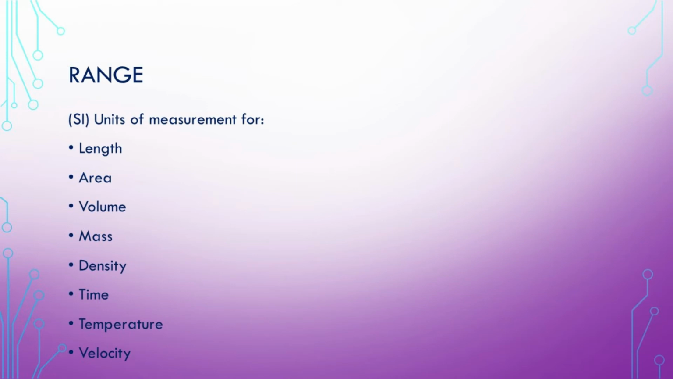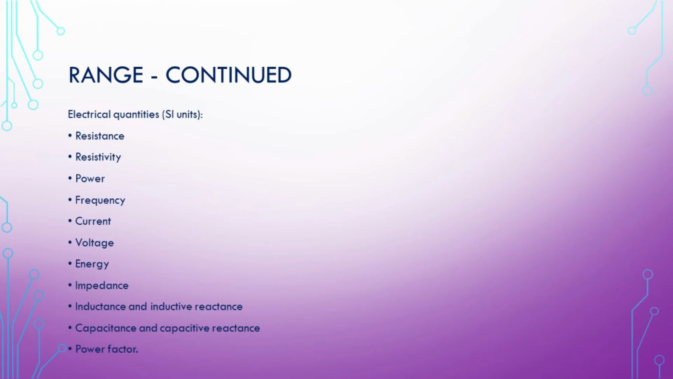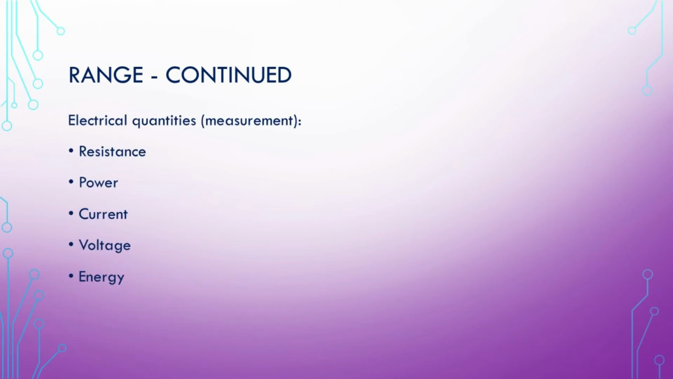In addition to that, we have electrical quantities that you need to understand the SI units, which include resistance, resistivity, power, frequency, current, voltage, energy, impedance, inductance and inductive reactance, capacitance and capacitive reactance, and power factor. Finally, you need to understand how to measure specific electrical quantities, which include resistance, power, current, voltage, and energy.